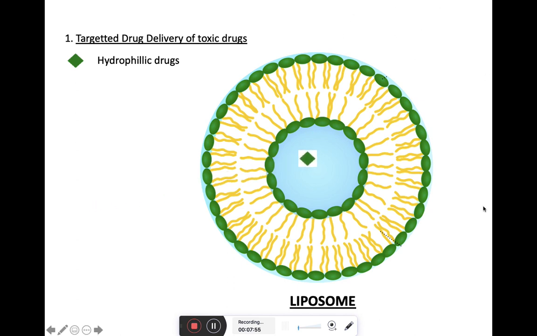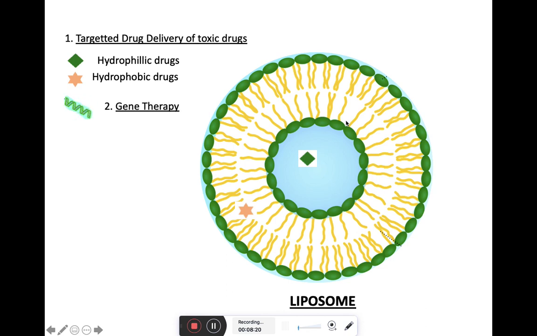Now this is protected from the outer environment till it reaches the target tissue and delivers the drug to the target tissue. There are means by which it reaches the target tissue and delivers the drug specifically to it, but till that time it is protected from the outer environment. If there is a hydrophobic drug, it can be carried in the membranous portion of the liposome, because this is the non-polar portion of the liposome.